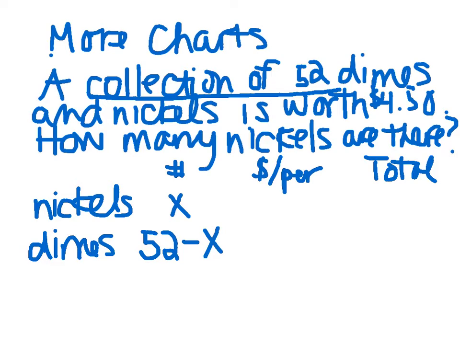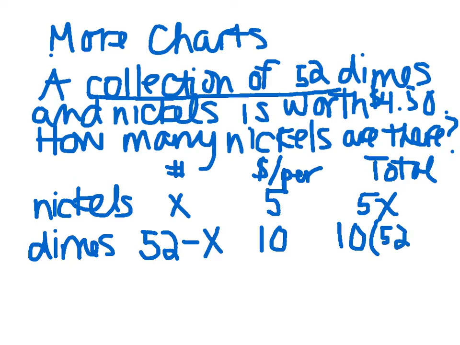You really need to wrap your brain around that and get so that you can do it fairly easily. Every nickel is worth 5 cents, so I'm going to call that 5, and every dime is worth 10 cents. So I don't know how many nickels I have, but I know that the total amount is 5 cents per nickel, so 5x. Similarly, this is going to be 10 times 52 minus x.